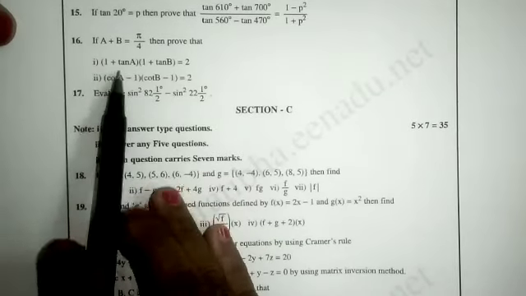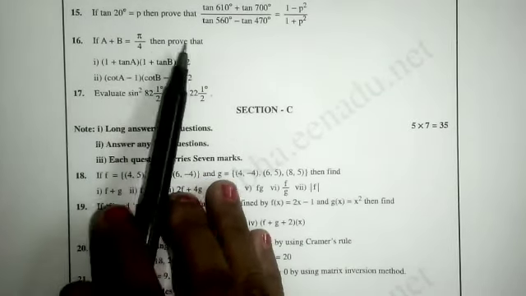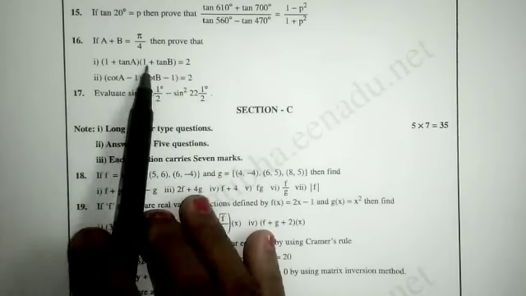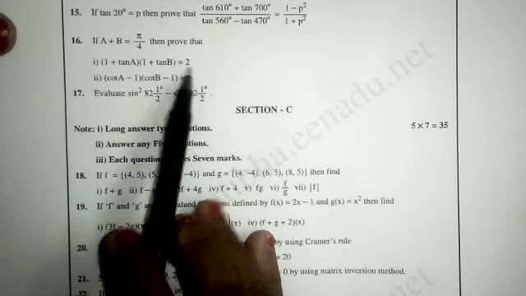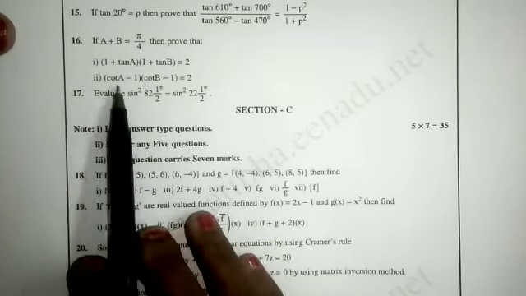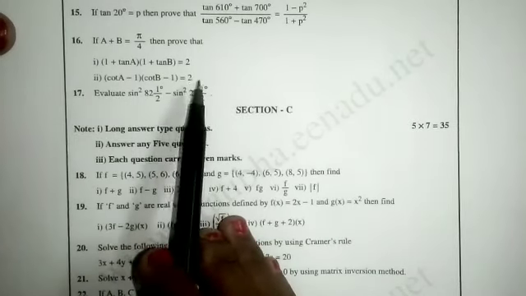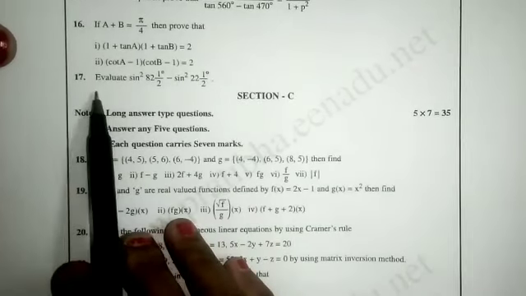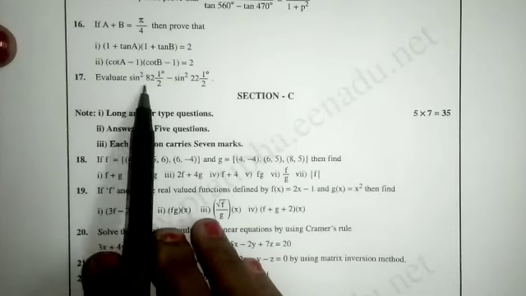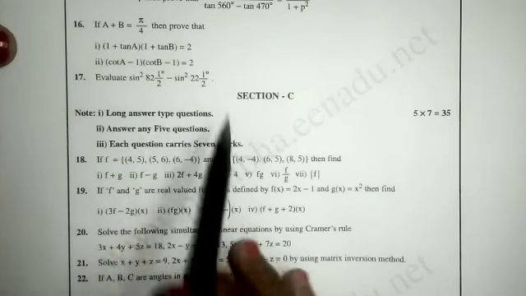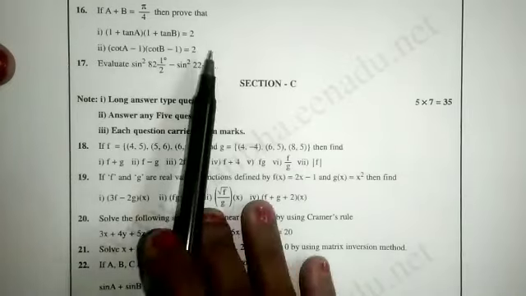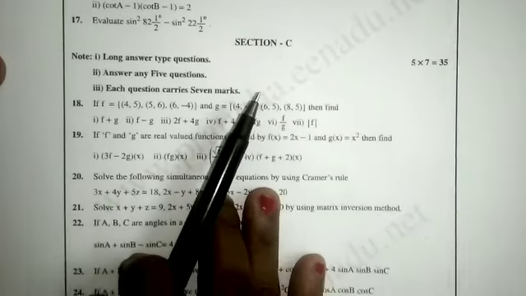And 16th question, if A plus B is equal to pi by 4, then prove that (1 plus tan A) into (1 plus tan B) is equals to 2. And second one, (cot A minus 1) into (cot B minus 1) is equals to 2. 17th question, evaluate sin square 82½ minus sin square 22½. Okay, these are all the 4 marks questions. Now let us see the long answer questions.